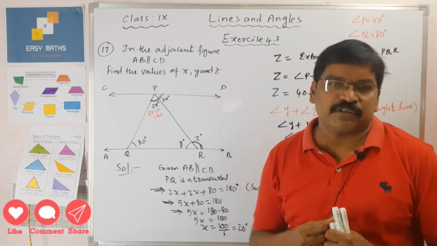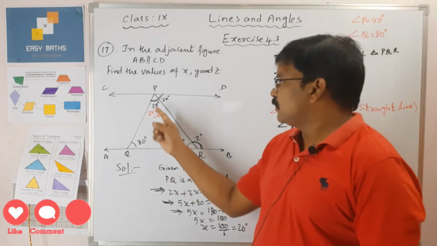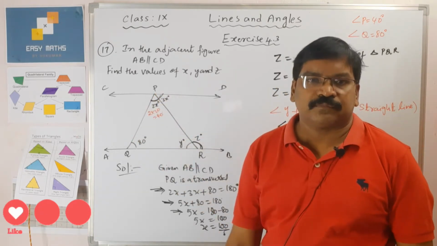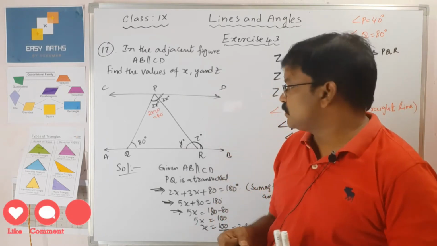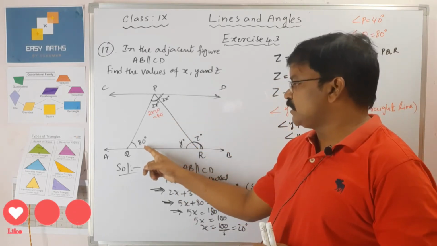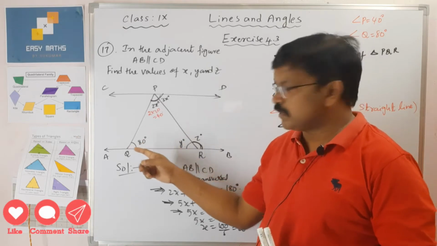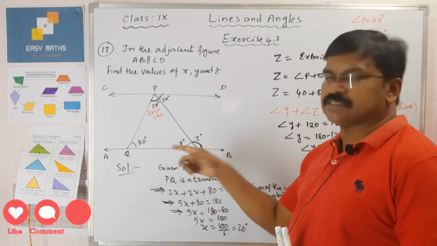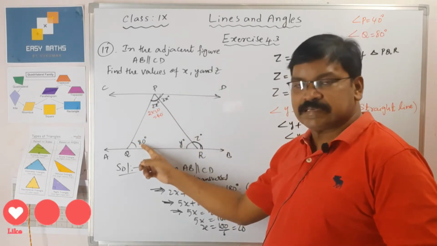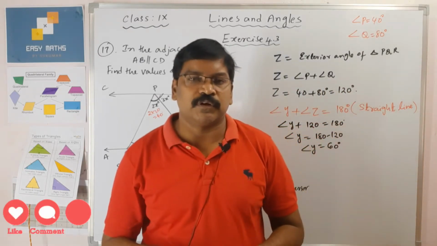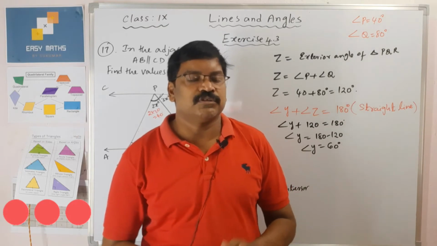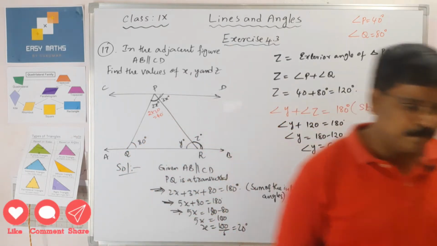Let us verify, my dear students, here. See, take the triangle PQR. In triangle PQR, the sum of the interior angles of a triangle is 180 degrees. That means 40 plus 80, 120. This y should be 60, yes. So 40 plus 80 plus 60. The sum of these three angles is equal to 180 degrees. So these values are correct.